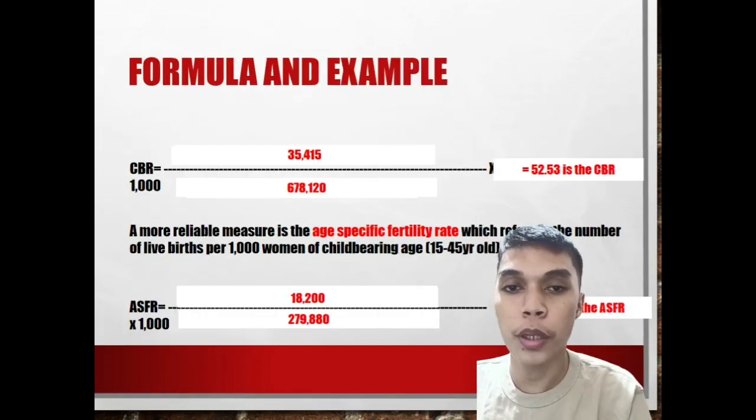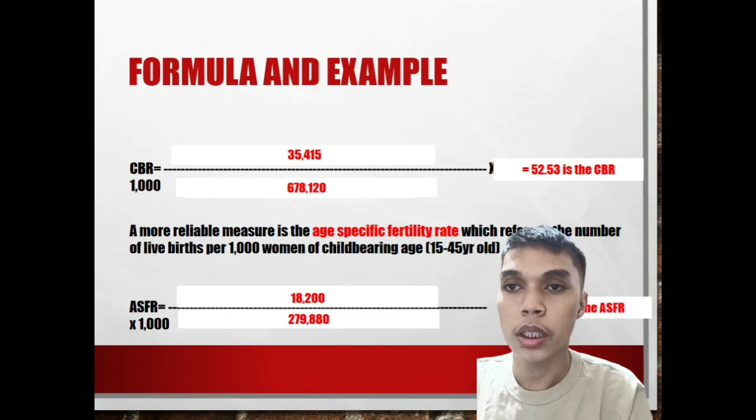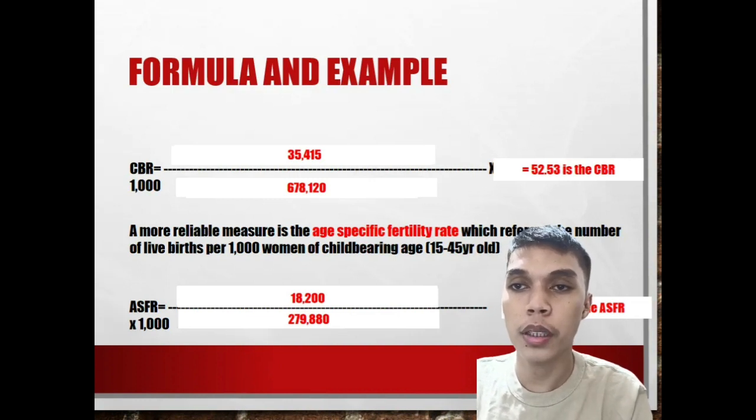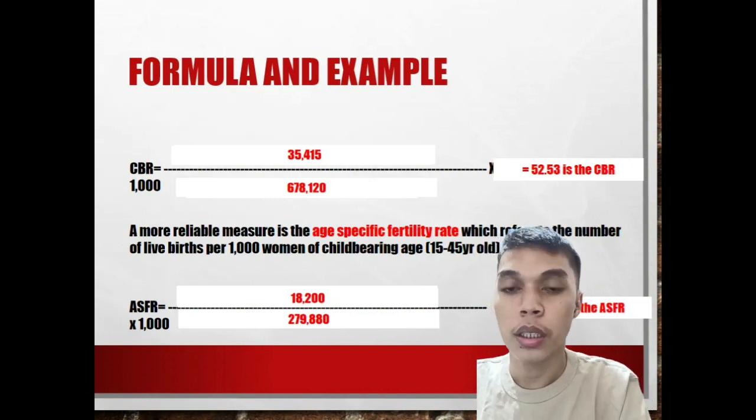Here we have the formula and example. The crude birth rate times 1,000 equals 35,415 over 678,120. The result is that the crude birth rate will be 52.53.